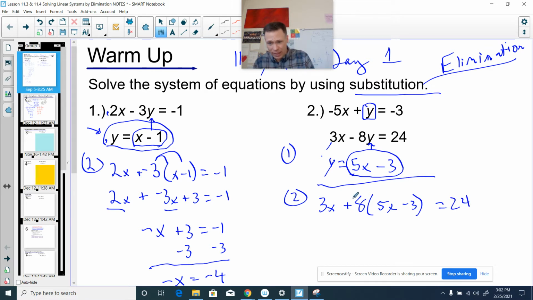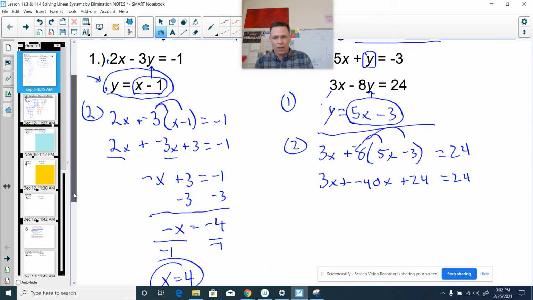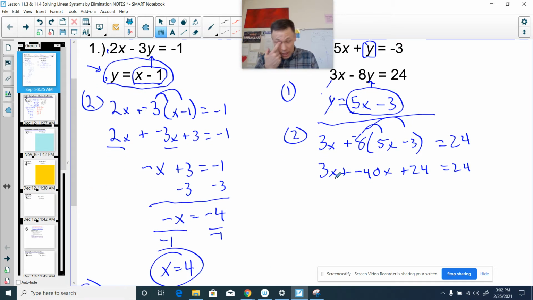All right, again, I have a negative to distribute here, so I'll have 3x, and I'll distribute 8, plus -8 times 5x is -40x. -8 times -3 is positive 24 equals 24. Okay, now for this one, I'll end up with a -37x when I combine like terms.